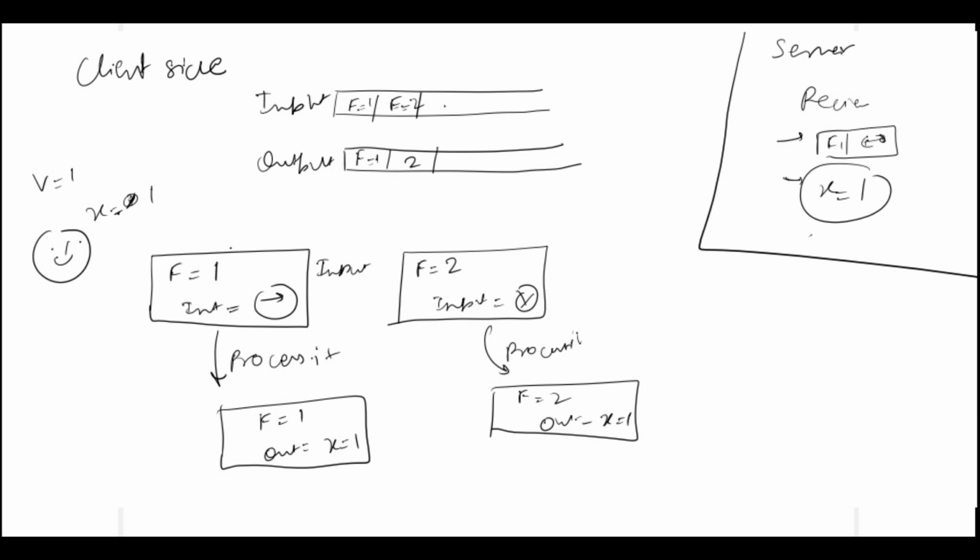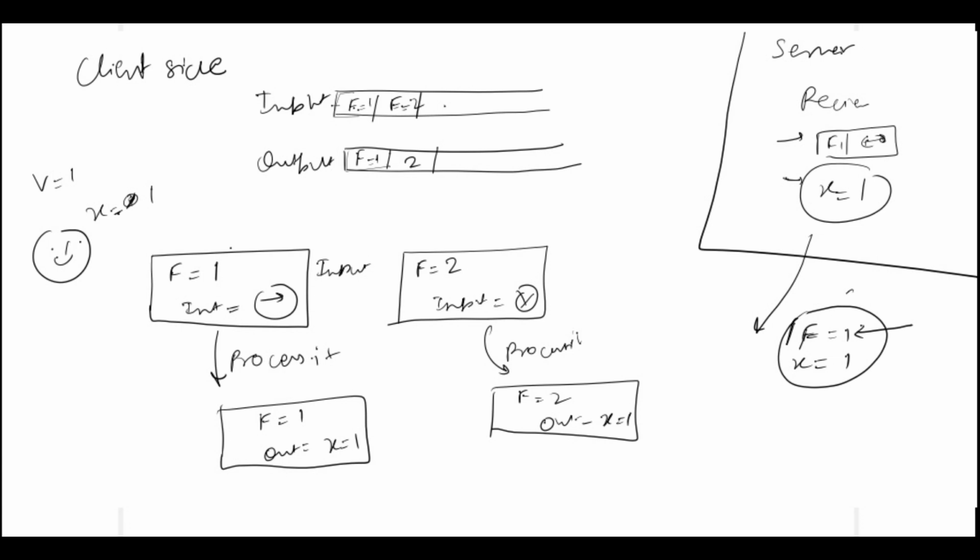Now we have received this output packet from the server. The output packet is like this. It will be showing f equal to 1 and x equal to 1, because it is the output packet for frame 1. So now, after receiving, we'll be noting the frame number which is mentioned in the packet. Then we'll be searching for this frame number in our input array, and in the output array also.